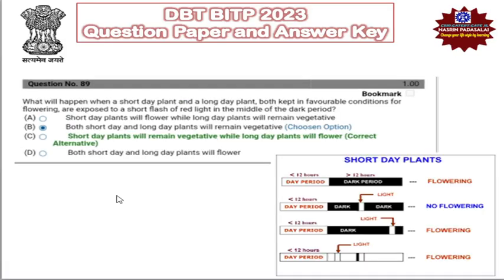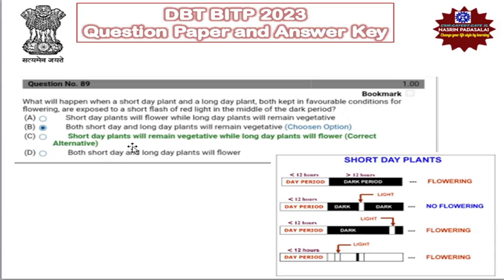Next, what will happen when a short day plant and a long day plant, both kept in favorable conditions for flowering, are exposed to a short flash of red light in the middle of the dark period? Here this is with regard to the short day plant. If you expose a light flash in the middle of the dark period, then there will be no flowering.